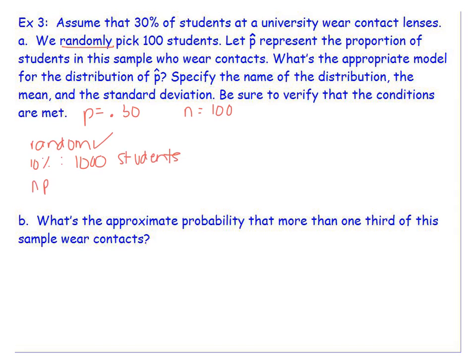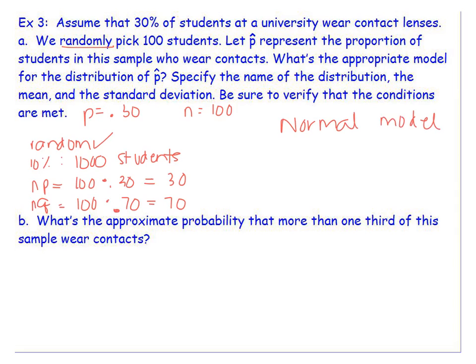And what about np and nq? Well, n is 100, p is 0.30, n is still 100, q is 0.70 because 30 and 70 make 100. So np, I get 30, and nq, I get 70. And those are both bigger than 10, so we're good. Since we've checked our conditions, we are able to say that a normal model is our model.